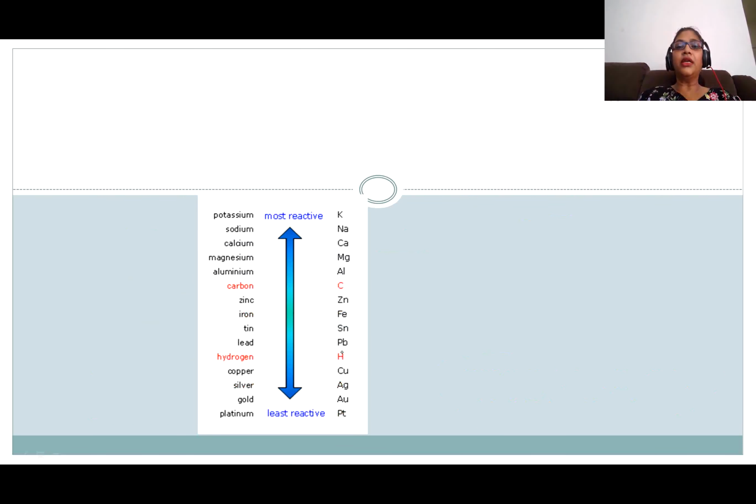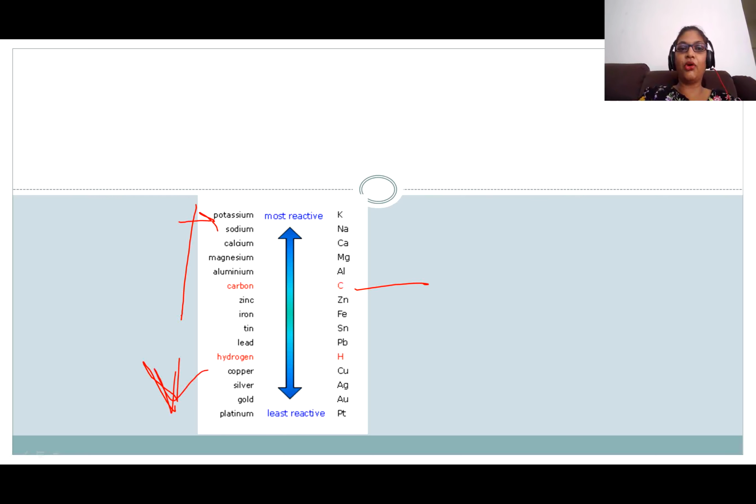Now, if metals are reacting with acids, how come some metals don't react with acids at all? How do you identify which metals are going to react spontaneously, which are going to react slowly, or which are not going to react at all? As I already told you, this depends upon the reactivity series. You can see here in this reactivity series, it is arranged in the order of decreasing reactivity.